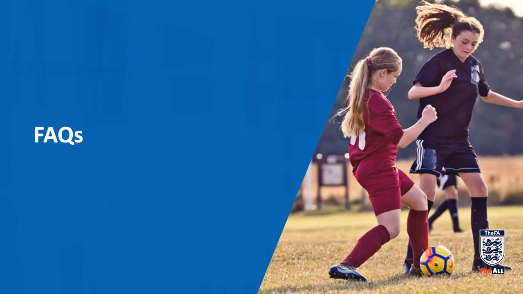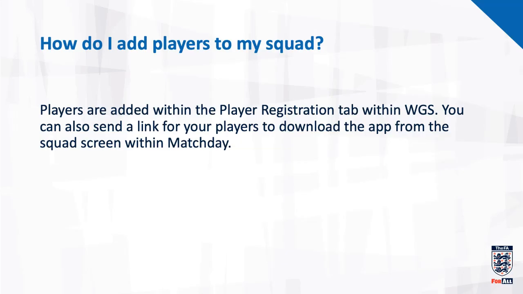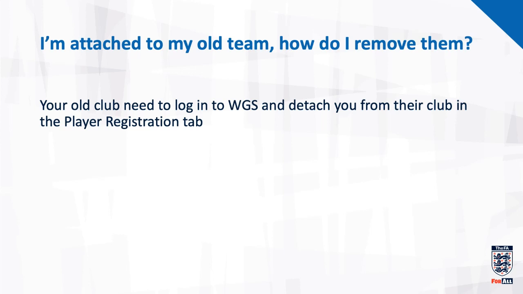So before we get any questions that you have asked this evening, some frequently asked questions we often get. So first one is, how do I add players to my squad? Basically, head to whole game system, head to the player registration tab. You can then add the players in and assign them to a team. Once you've assigned them to a team, they will appear within the Matchday app automatically. There's nothing else for you to do as long as you've assigned them to a team within whole game.